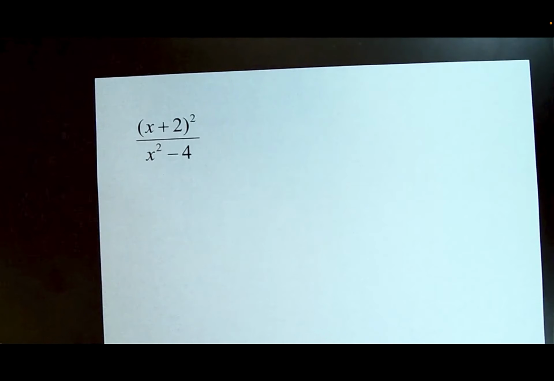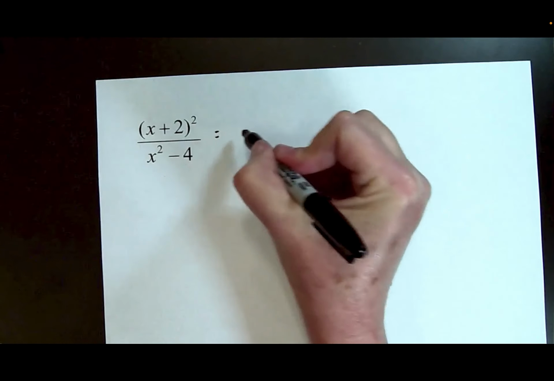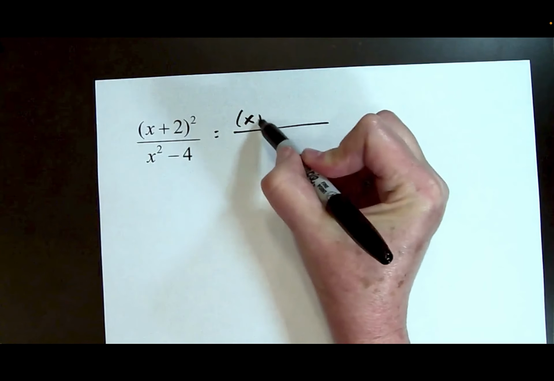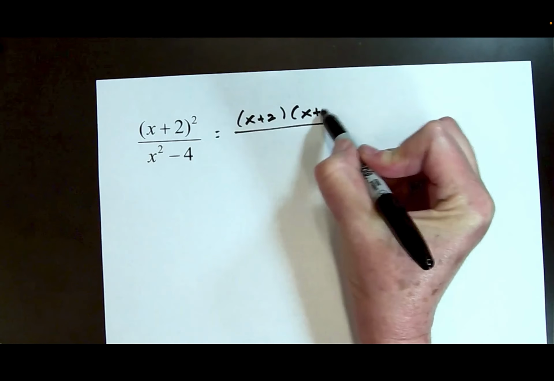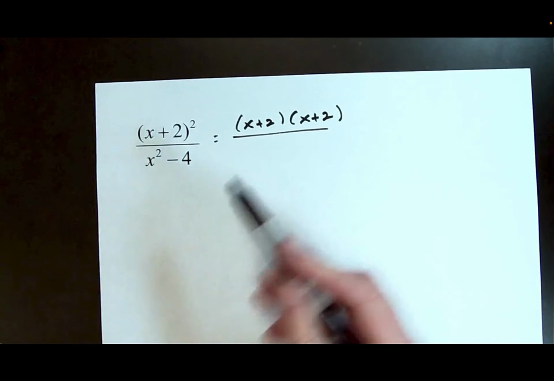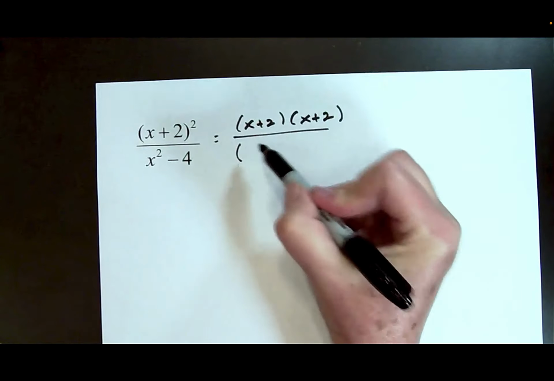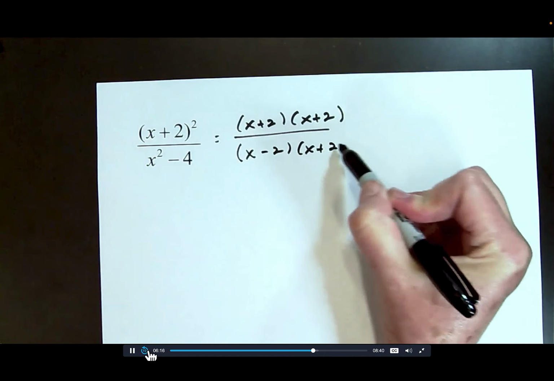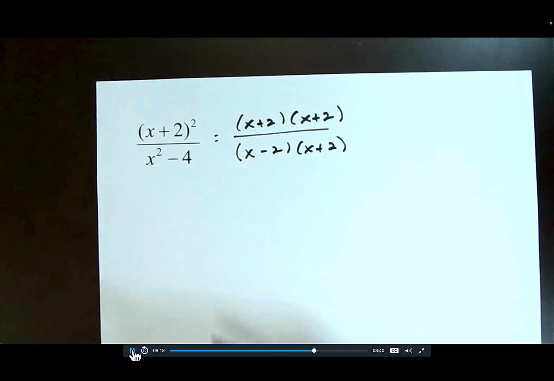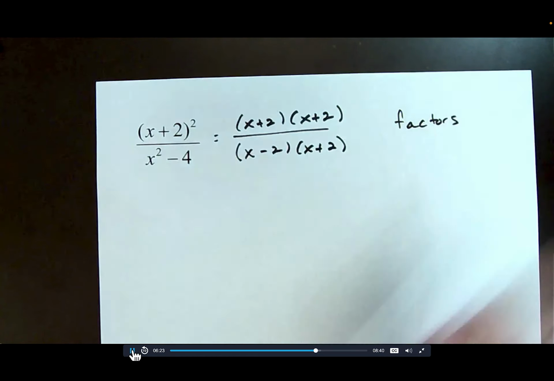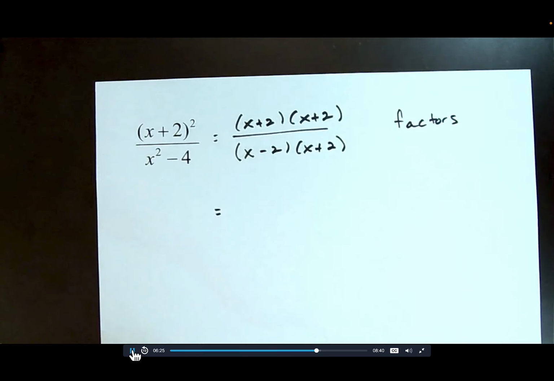Okay, so first of all, remember, we need to have factors. Now, the numerator actually is already factored. X plus 2 squared means x plus 2 times x plus 2. So this is just a shorthand way of writing this factorization. X squared minus 4, though, is not factored. That factors as x minus 2, x plus 2. Okay, and so that's the fact that we need factors to use our procedure.